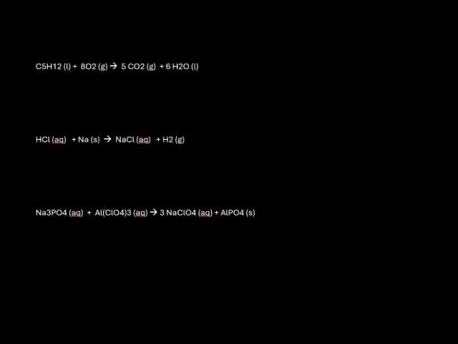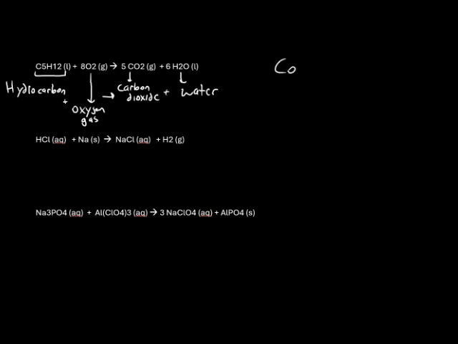Here are three more reactions that may be more difficult to spot. In our first reaction, we have a compound that is composed entirely of carbon and hydrogen. This is called a hydrocarbon. Notice this hydrocarbon is combining with oxygen gas, O2, and it is making a mixture of carbon dioxide and water. Any reaction that has a hydrocarbon combining with oxygen gas and yielding carbon dioxide and water is called a combustion.